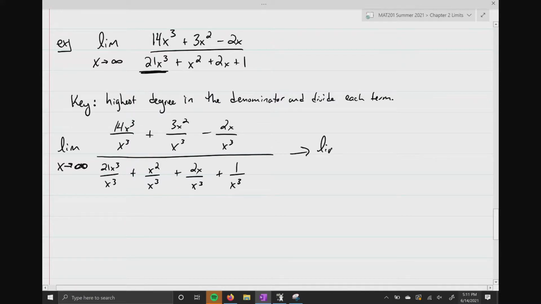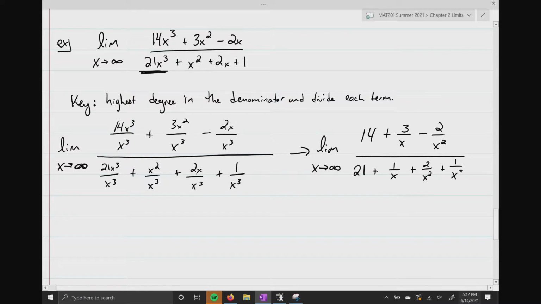Now, I'm going to simplify. Watch what happens in the numerator. I get 14 plus 3 over x to the second, x to the first, minus 2 over x to the second, all over 21 plus 1 over x plus 2 over x to the second plus 1 over x to the third.